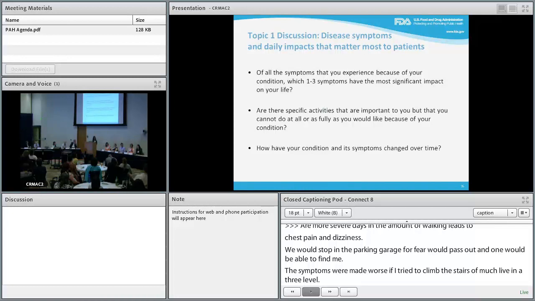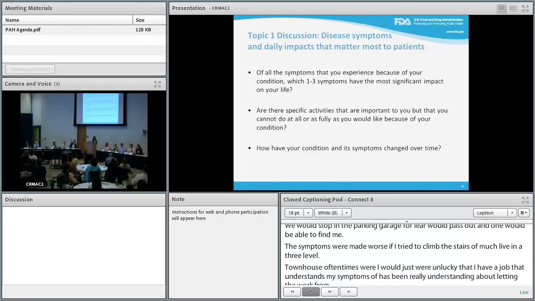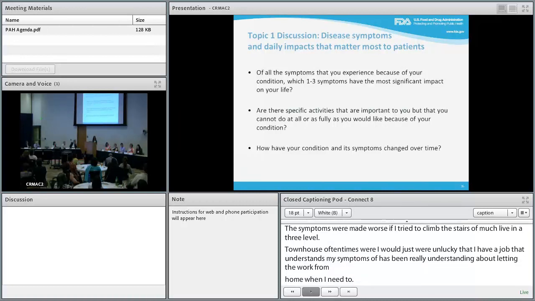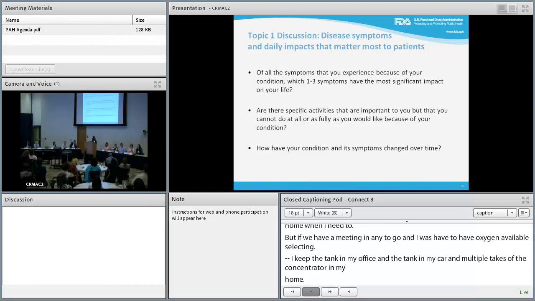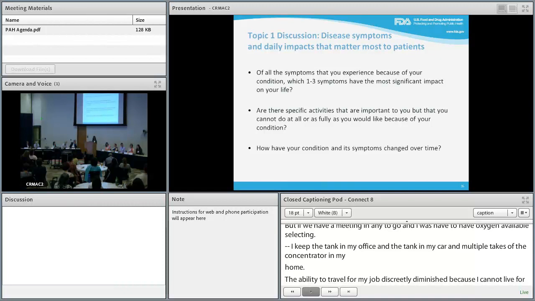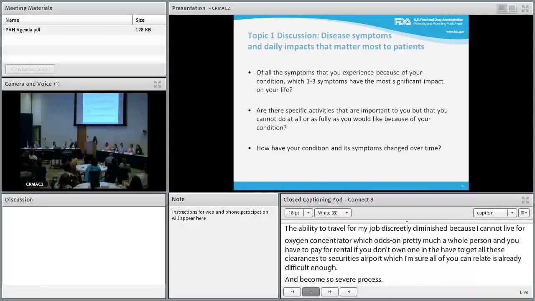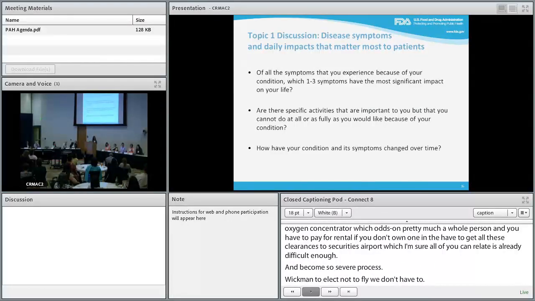But if I have a meeting and I need to go in, I always have to have oxygen available. So I keep a tank in my office, a tank in my car, and obviously multiple tanks and a concentrator at home. The ability to travel for my job is greatly diminished because I can't fly without an oxygen concentrator, which adds on pretty much another person traveling with you because you have to pay for rental of the concentrator if you don't own one. You have to get all of these clearances through security at the airport, which, as I'm sure all of you can relate, is already difficult enough. And it becomes a severe process, which means I elect not to fly when I don't have to, taking away some of the conferences and travel opportunities I would have for my job. But at least I am lucky enough to have the energy to still be working. It's clear that my life totally changed after I developed pulmonary hypertension.